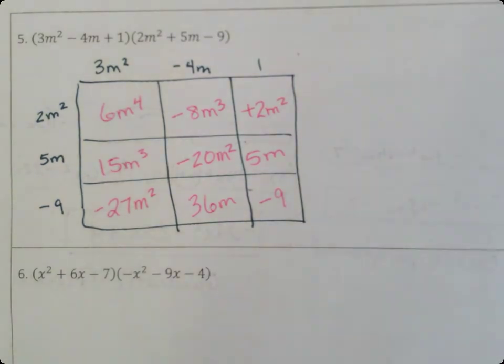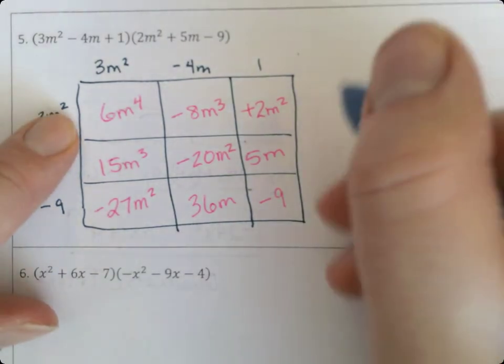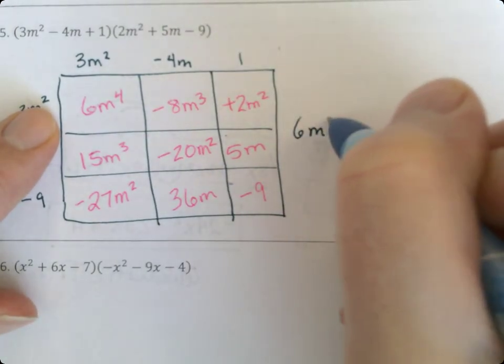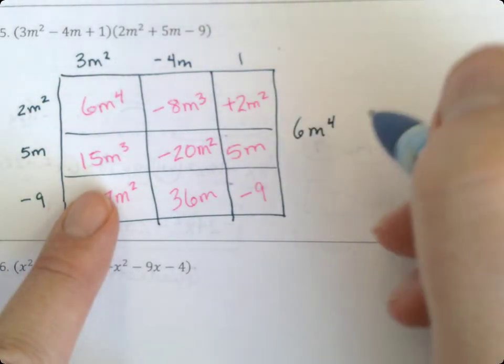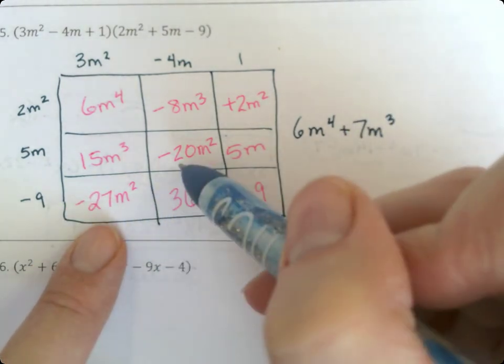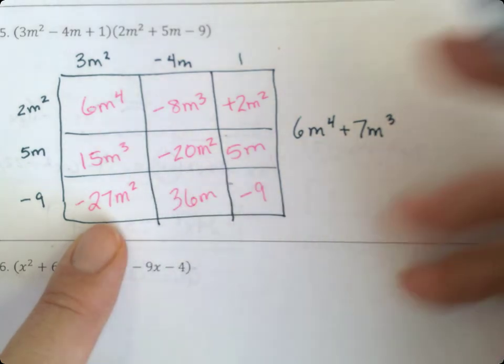That doesn't always happen. So final answer, let's add up like terms. 6m to the fourth. Put these together, I should get a positive 7m to the third. Put these together, what, negative 45.